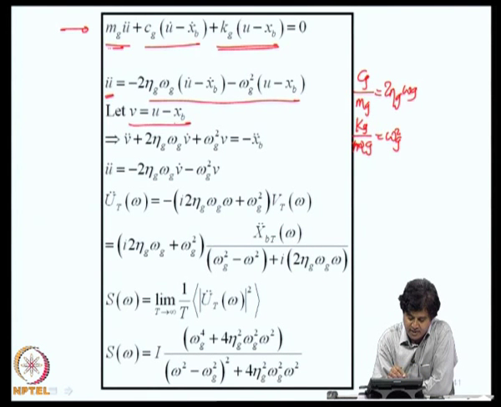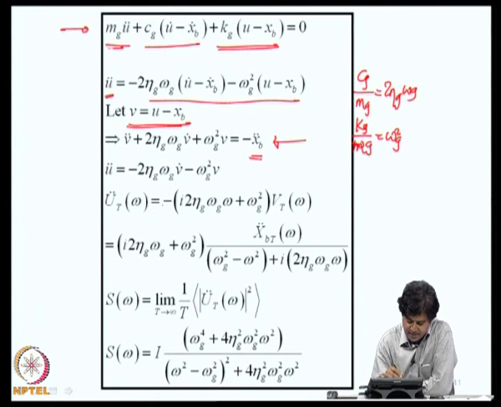Now, you can as well define a relative displacement u minus xb, and the relative displacement is governed by this equation, where on the right hand side I get the acceleration at the bedrock level, whereas here, on the right hand side, you will get damping into the velocity plus stiffness into the displacement at the bedrock level.